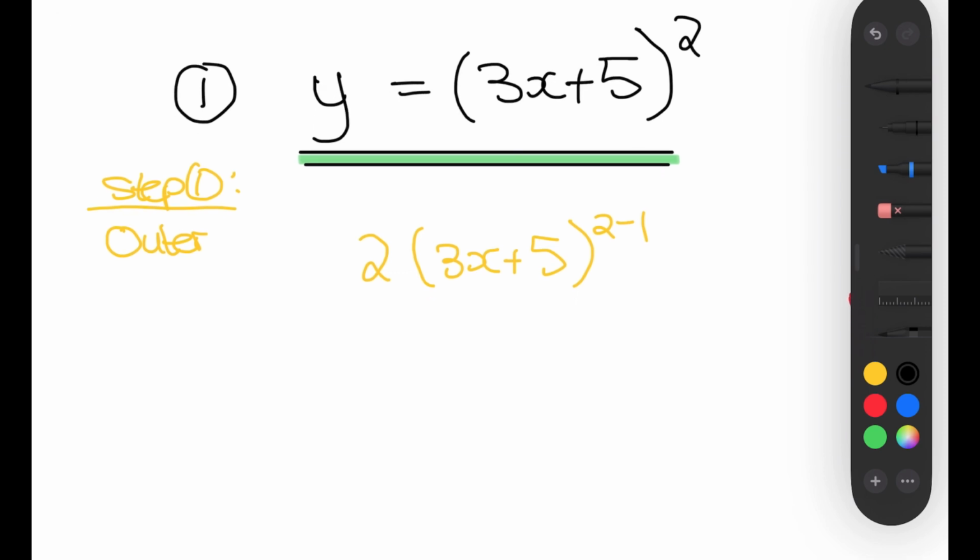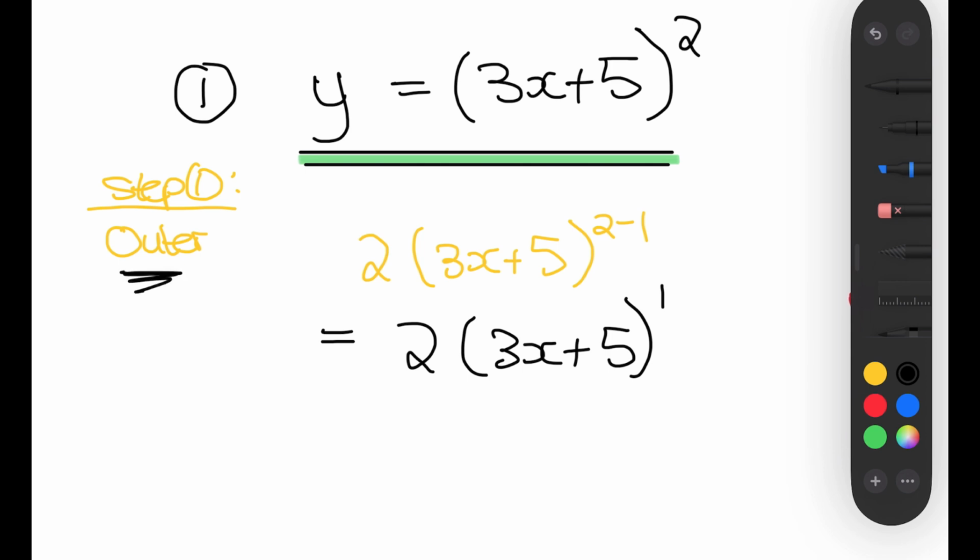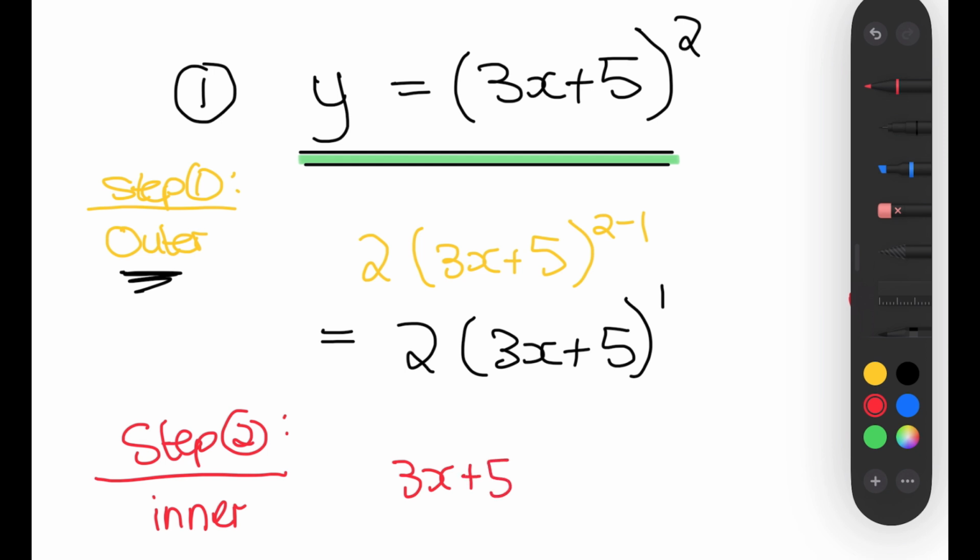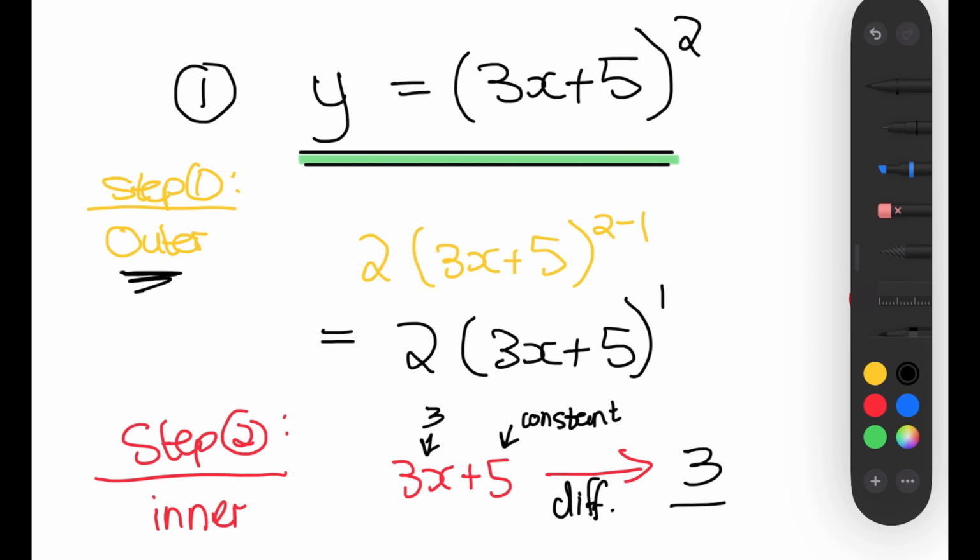And in this case, when you differentiate this using the general differentiation rule, it's going to end up simplifying to 3x plus 5 all to the power of 1. So that's for the outer function. And step 2. When we differentiate the inner function, we have 3x plus 5. And when we differentiate that, we're simply going to get 3, because the derivative of a constant is 0 and the derivative of 3x is simply 3. And that is what we have.